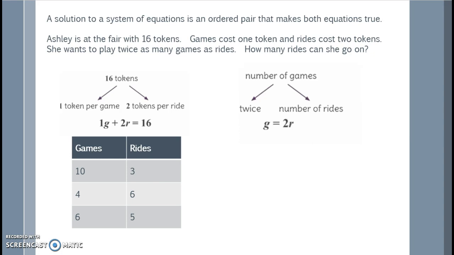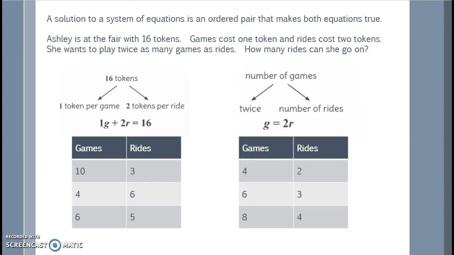So let's see if we can break it down into some tables here to see if we can find some solutions. So if she plays 10 games, she would then have enough for 3 rides left over. If she played 4 games, she could have 6 rides. And if she did 6 games, she could ride on 5 rides. Let's look at the number of games then. If we choose 2 rides, that would mean she would need 4 games. 3 rides would be 6 games, and 4 rides would be 8.